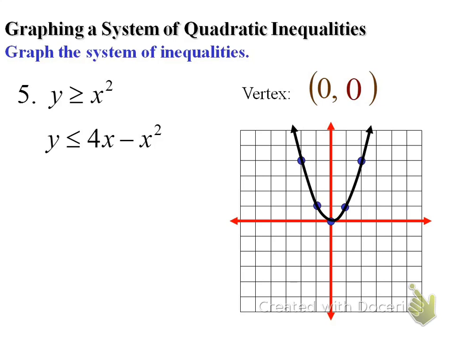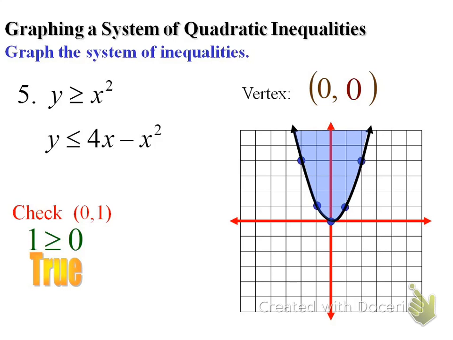However, we do have to decide where to shade, since this is an inequality now. So I'm going to test 0, 1, that'll be right inside the parabola. If it's true, I shade inside. If it's false, I shade outside. So I would get 1 is greater than or equal to 0. That's true. So shade inside. I will pause there and let you catch up.